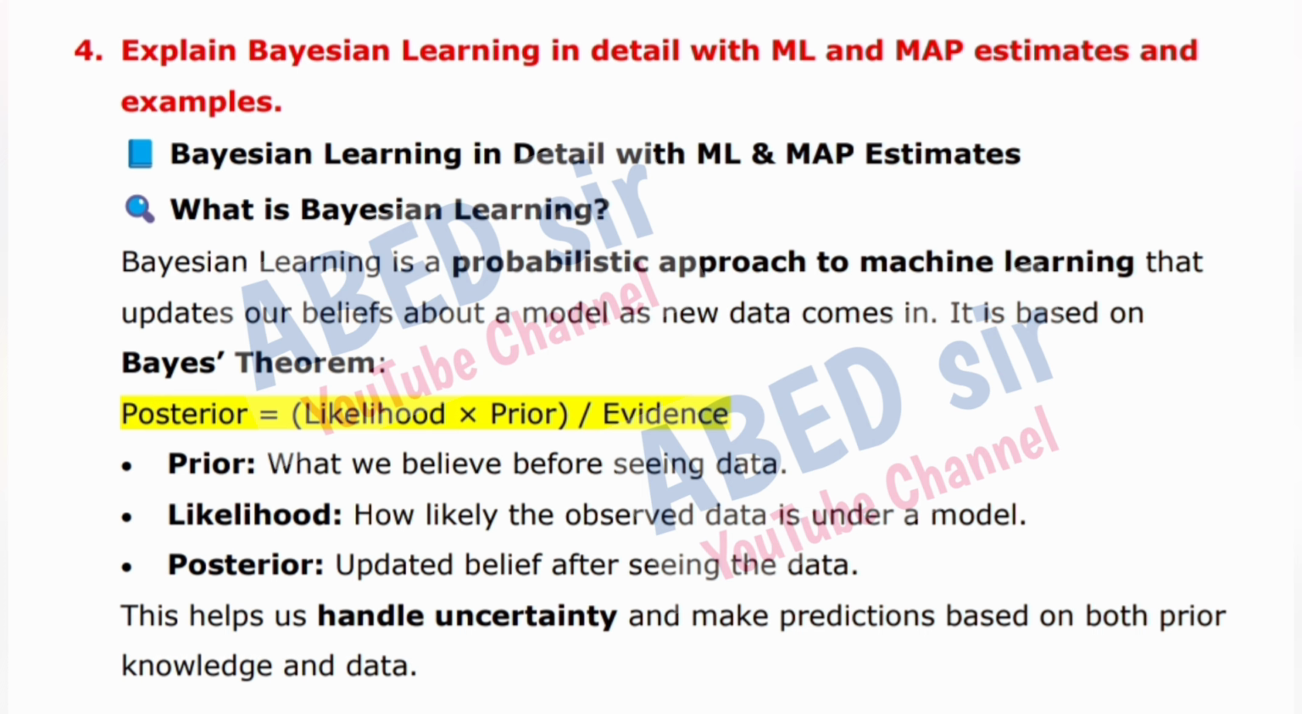Prior, what we believe before seeing data. Likelihood, how likely the observed data is under a model. Posterior, updated belief after seeing the data. This helps us handle uncertainty and make predictions based on both prior knowledge and data.